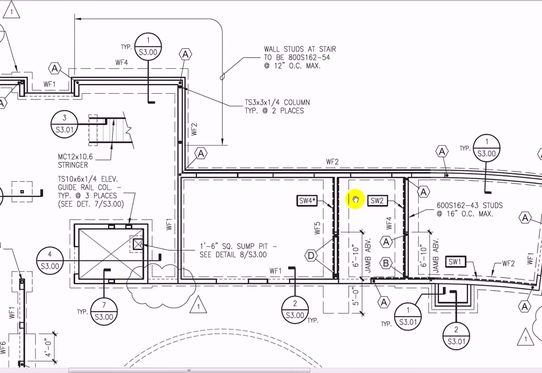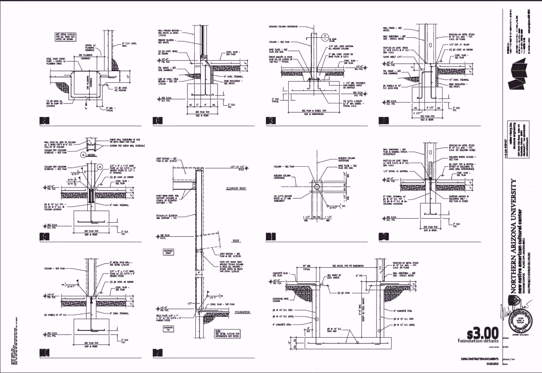Cutting over a little bit here. Here's one of these details. So I could go and let's look at this one right here. It's detail 1 on sheet S300. And it's cut right through here looking in this direction. So let's jump to that sheet and see what we can find.